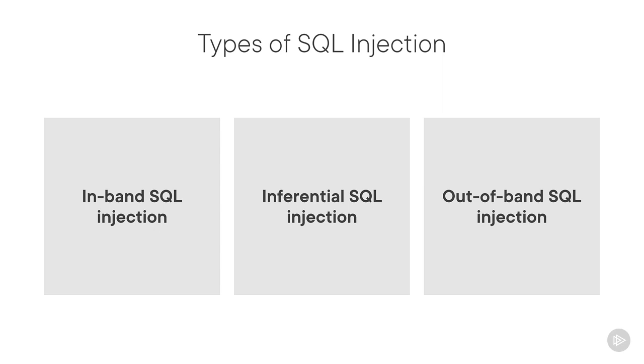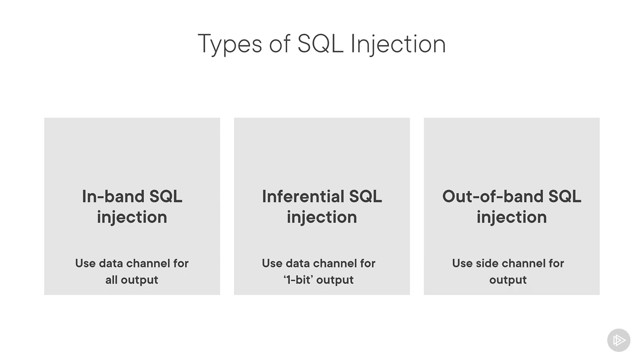So in the in-band SQL injection method, you use the data channel for all output. And with the inferential SQL injection, you can use the data channel for so-called one bit of output. And as already mentioned, with the out-of-band SQL injection method, we use the side channel for our output.